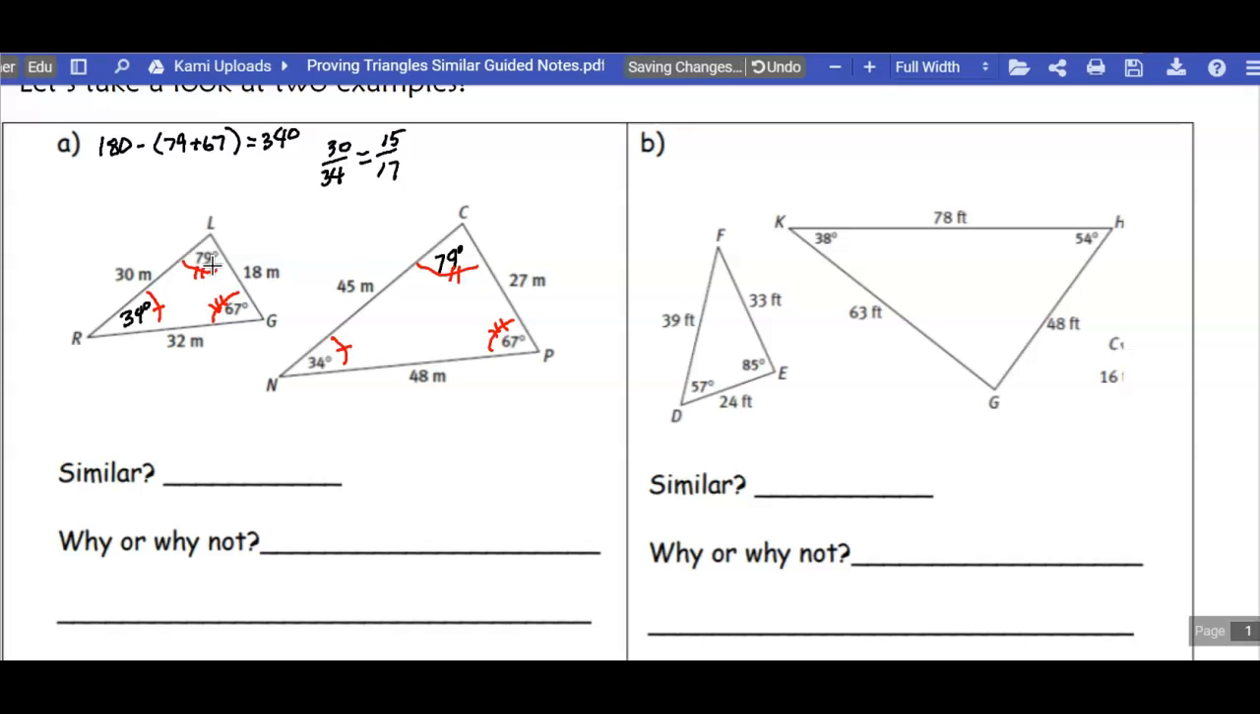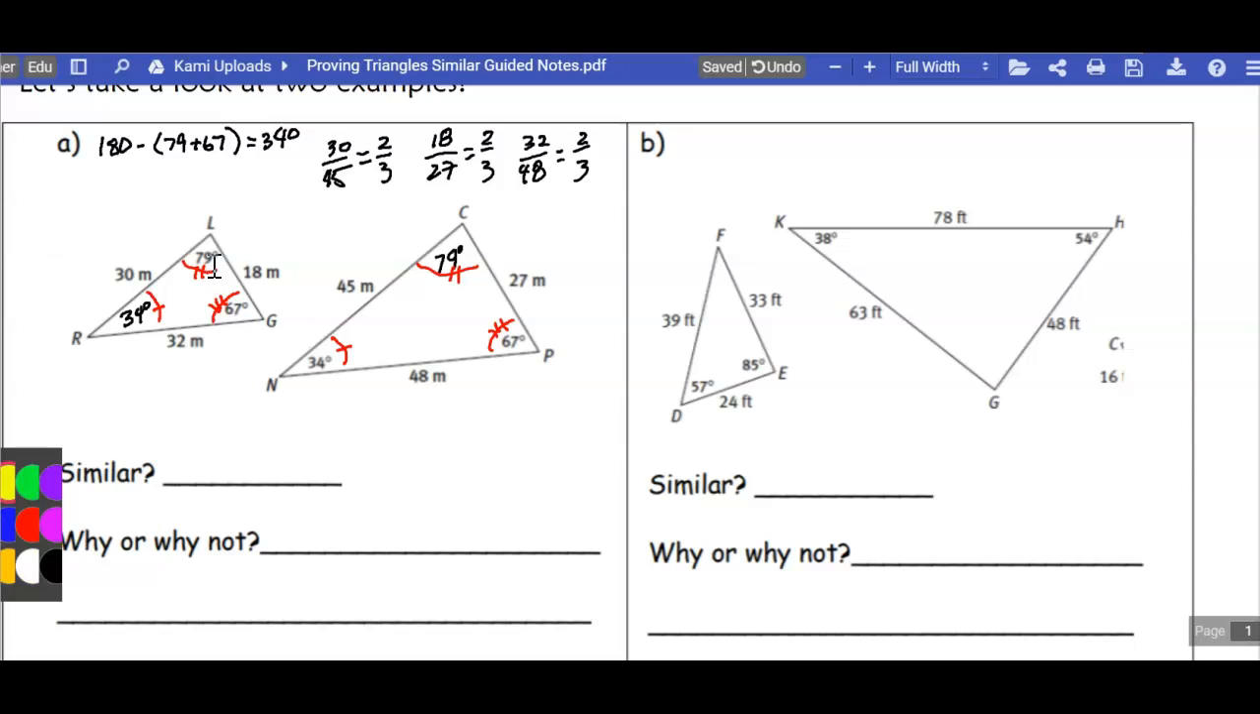And let's check, that should be 30 over 45. I'm not sure what I did there, but we'll fix that. So 30 over 45 is going to be 2/3. Let's check 18 over 27. That's also 2/3. And the last pair of sides, 32 over 48, is also 2/3.